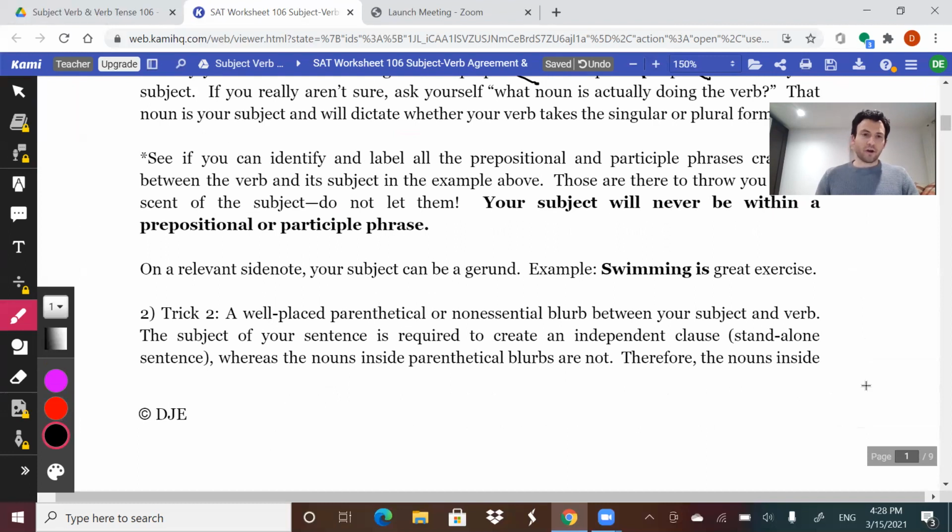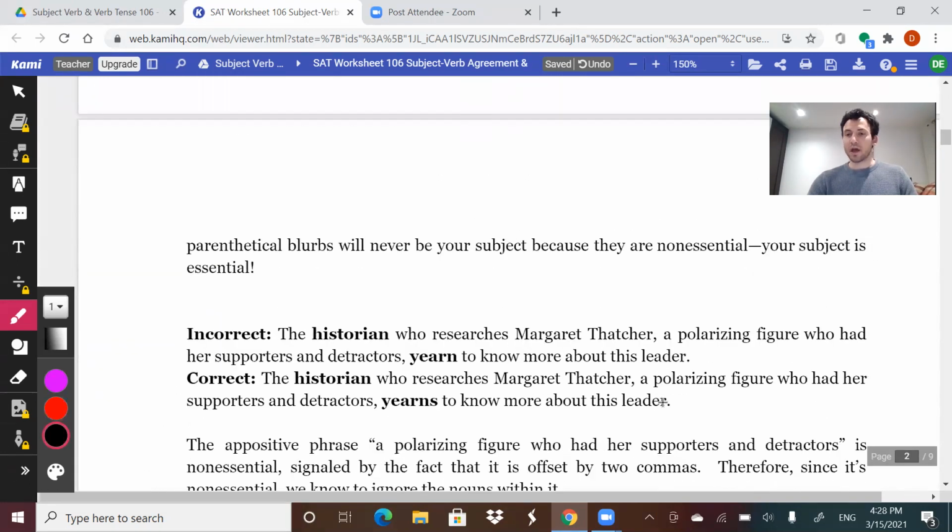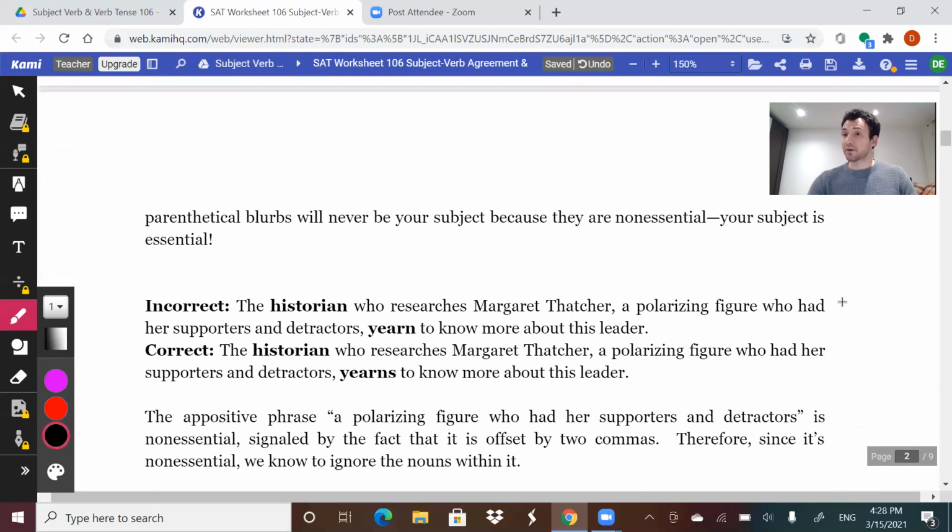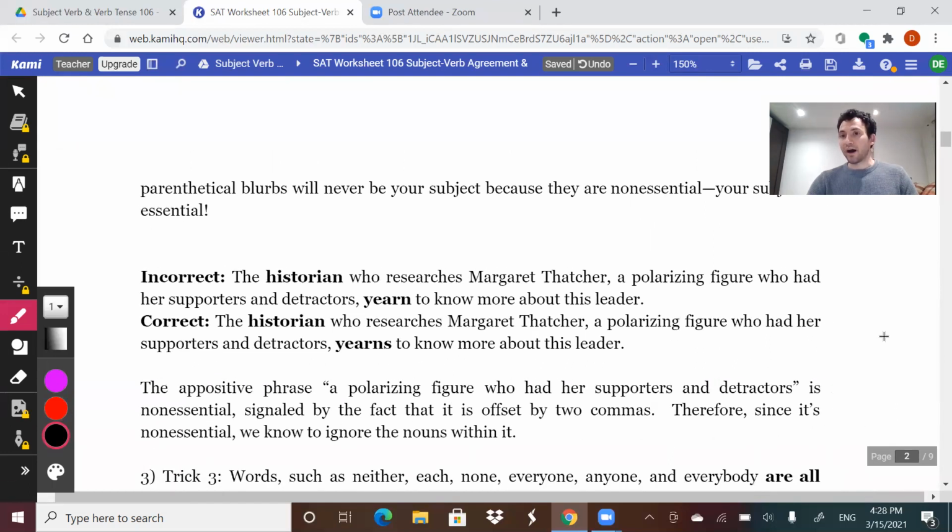Okay, second trick that the test will try. They're going to put a whole lot of non-essential junk, and you've learned this on worksheet 102, what a parenthetical phrase is, but they're going to put parenthetical phrases or blurbs between your subject and your verb. And you just need to know to ignore the parenthetical stuff because anything that is parenthetical or non-essential is not going to be your subject, because your subject is an essential part of your sentence.